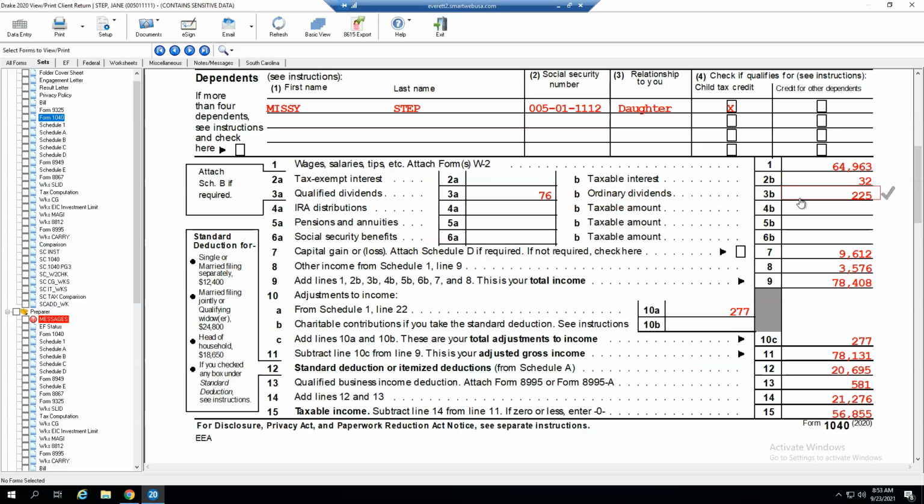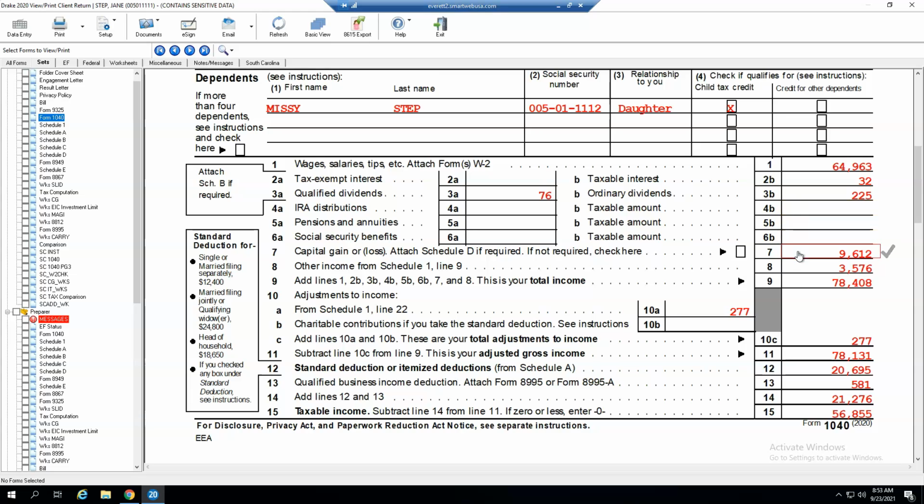This is what you get from your investments. There are qualified dividends and ordinary dividends, and your statement will specify how much you have of each. And so the ordinary dividends are taxable. If you have an IRA distribution, that will be here on line 4. If you have a pension, that's going to be here on line 5. If you have Social Security benefits, that's going to be here on line 6. Whatever portion of those items are taxable, they'll be over here on line 4B, 5B, or 6B.